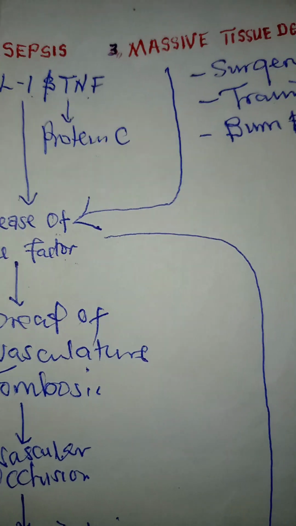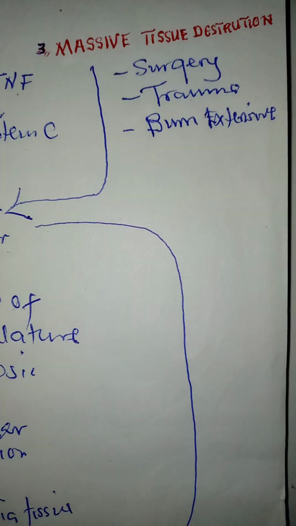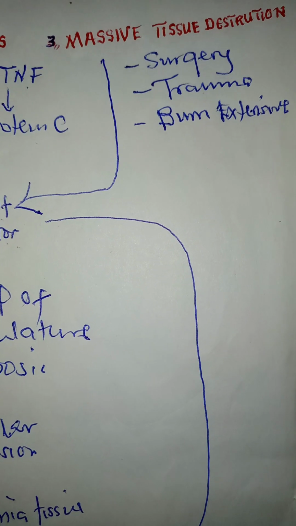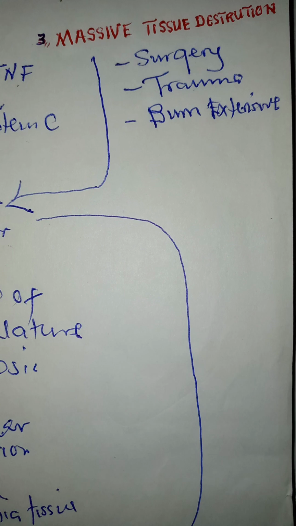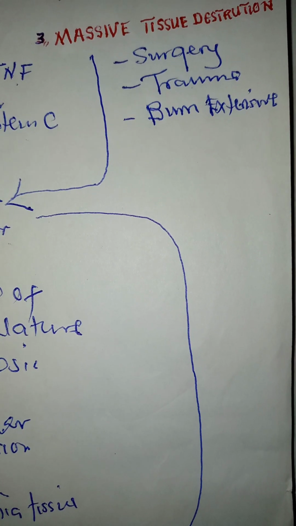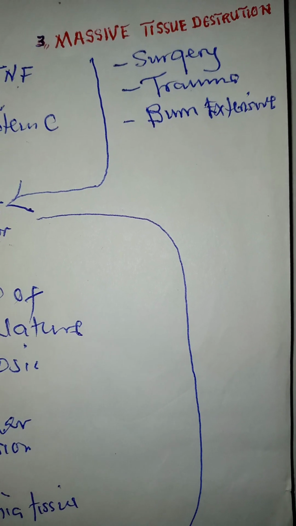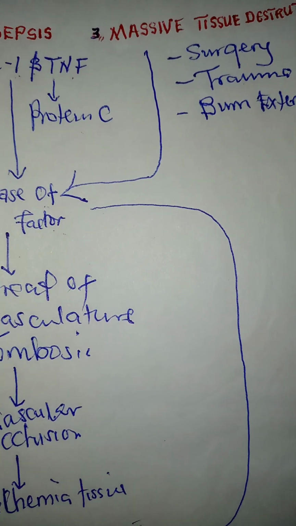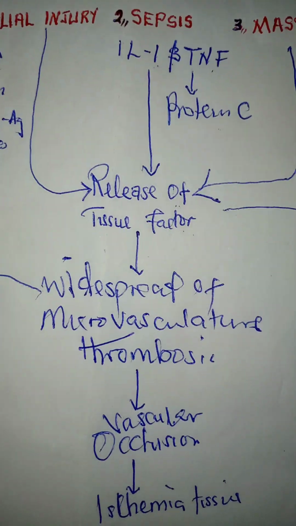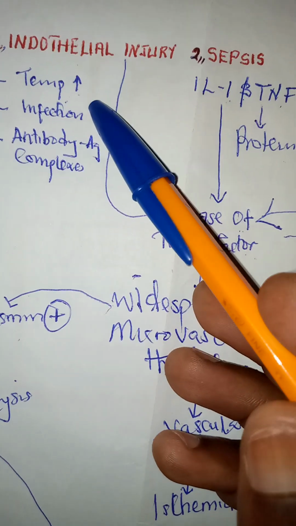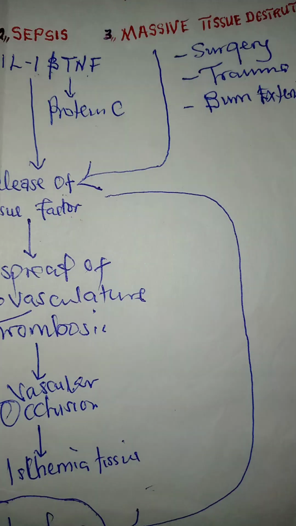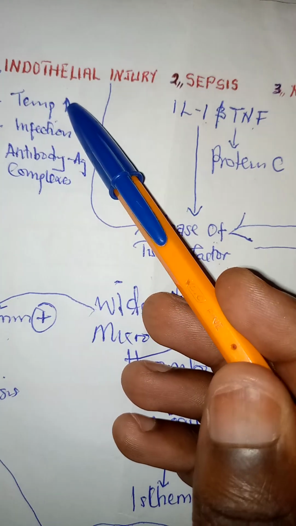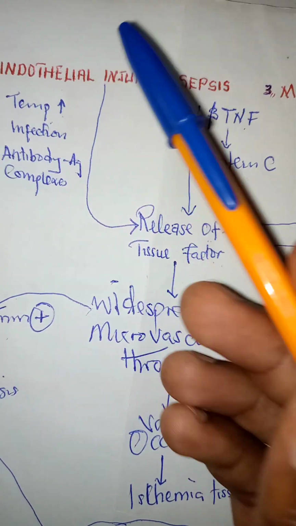Let's go to massive tissue destruction. So massive tissue destruction, basically it can come about due to surgery, right? Also due to trauma, like a physical trauma, and extensive burn. Okay, so in case of extensive burn, you can also have massive tissue destruction. Here, remember we said extreme temperature, but here we have added extensive burn. These extreme temperatures, they can also be burn, right? It can also injure the endothelial lining.